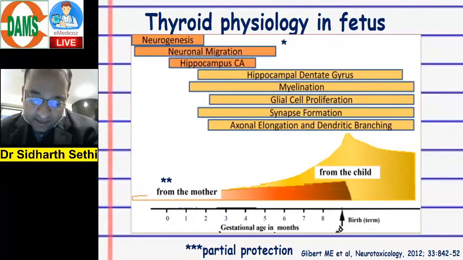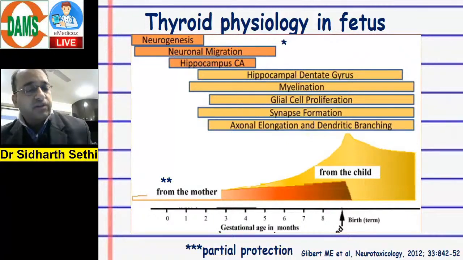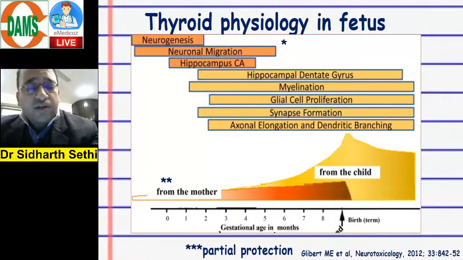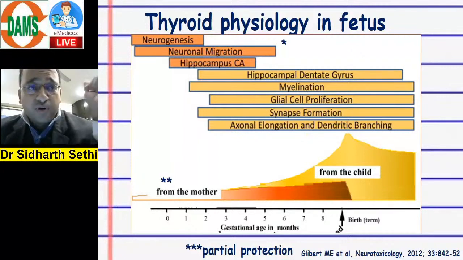All of you, this orange and this yellow below is the thyroxine hormone. So all of you remember three important points. Number one, thyroxine is important for brain development in all stages of the brain. On the top are the stages of brain development, and thyroxine is needed in all of them, whether it's neuronal migration or the formation of synapses.